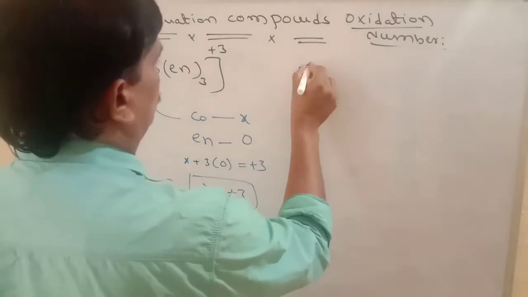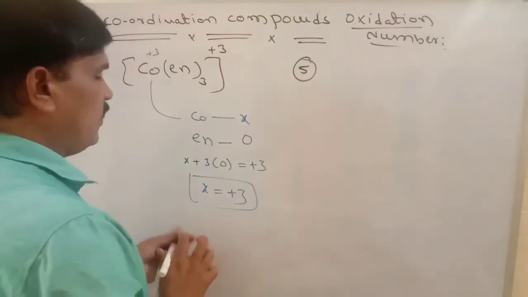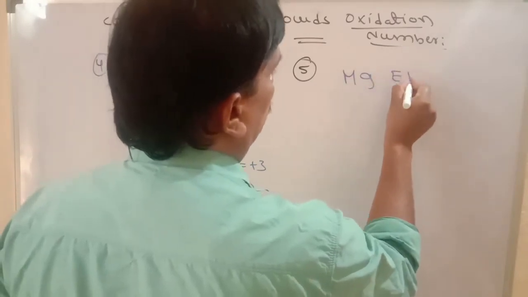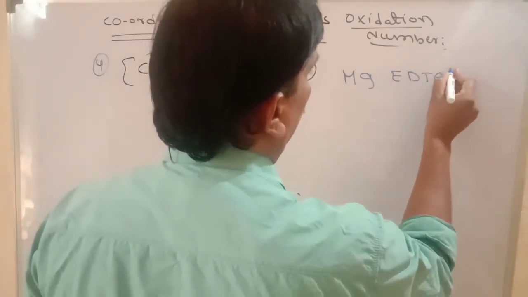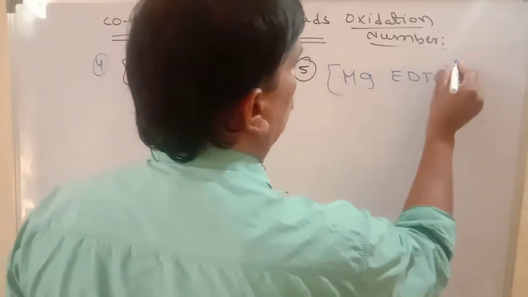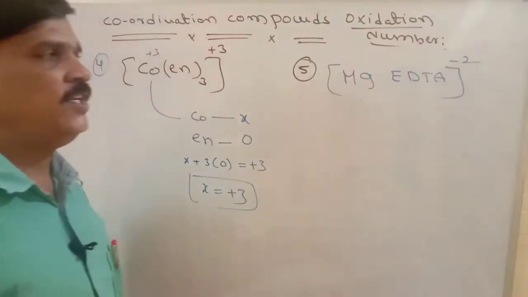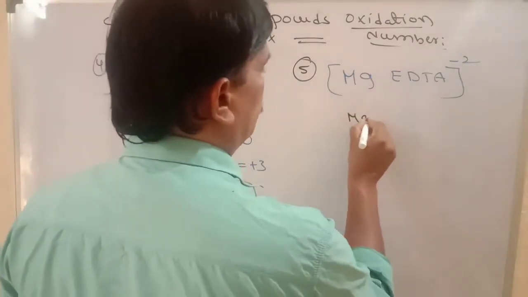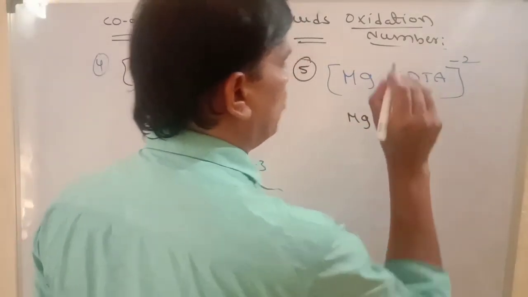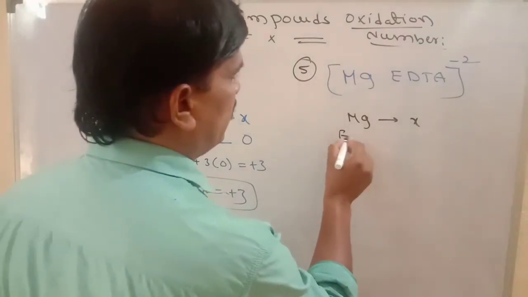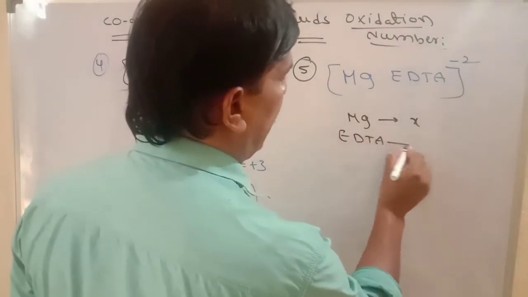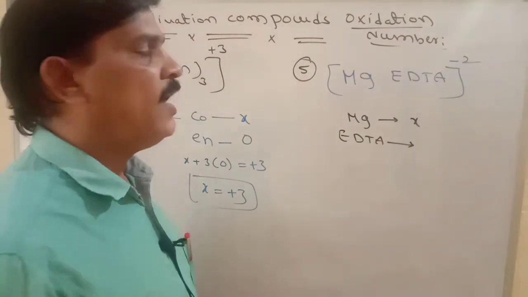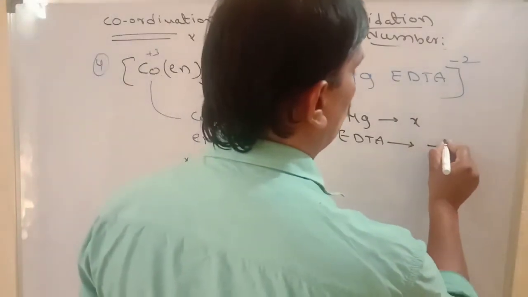Now the next example, for example, [Mg(EDTA)] 2-. Mg EDTA minus 2. Magnesium is the central metal atom, so we have to consider X. But EDTA is a hexadentate ligand, ethylene diamine tetraacetato, a hexadentate ligand. Its charge is minus 4.